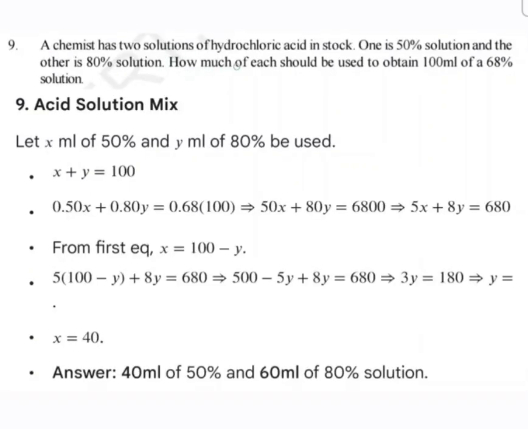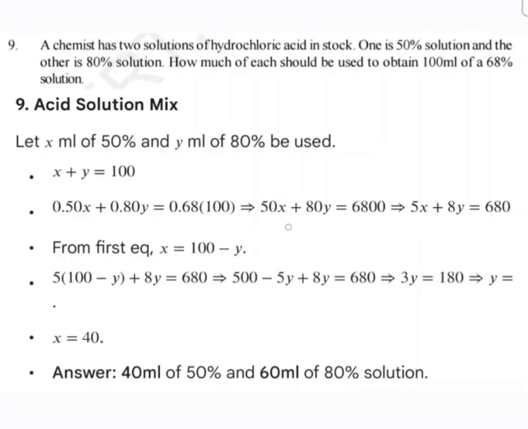A chemist has two solutions of hydrochloric acid in stock. One is a 50% solution and the other is an 80% solution. How much of each should be used to obtain 100 ml of a 68% solution? Let x ml of 50% and y ml of 80% be used. x plus y equals 100, and 0.5x plus 0.8y equals 68.